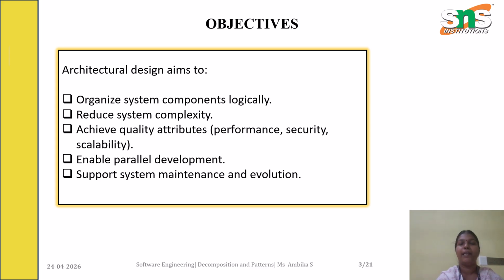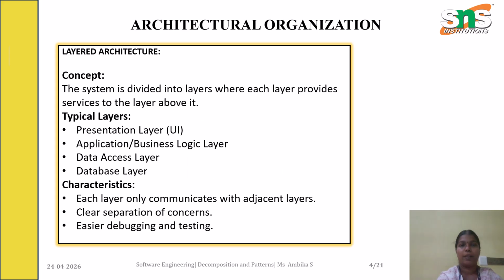Architecture design mainly aims at organizing the system components logically to reduce the system complexity, to achieve the quality attributes, to enable parallel development, and also to support the system maintenance and evolution.